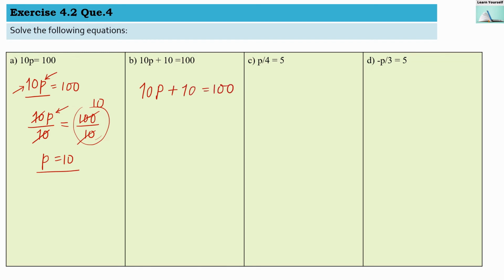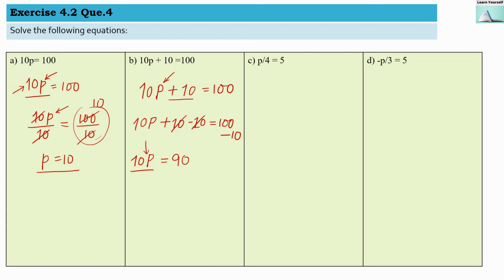First, let us separate our variable, that is p. Here 10 is in multiplication and the other 10 is in addition. So let us remove this 10 first. How can we remove the 10 which is in addition? Simply, we can subtract 10 from both sides, 100 minus 10. So here 10p, this 10 and this 10 will get cancelled out, equals 100 minus 10, which will give us 90.